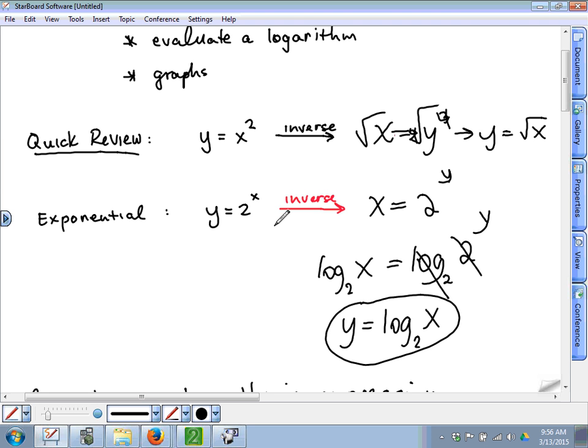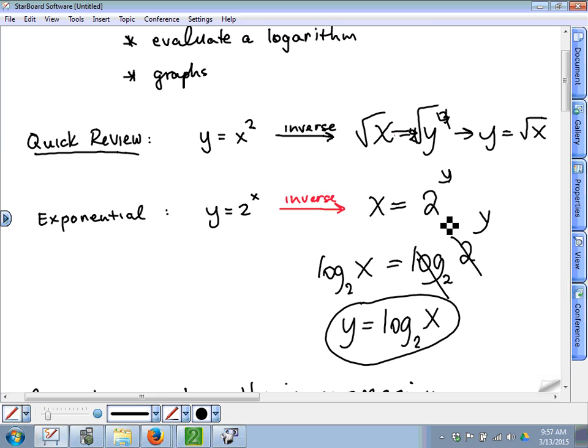Yes? That's just how it's read, log base 2. If you have a base of 3. Yeah, so if this had been a base of 3 right here instead of a base of 2, then I would have used the log base 3.